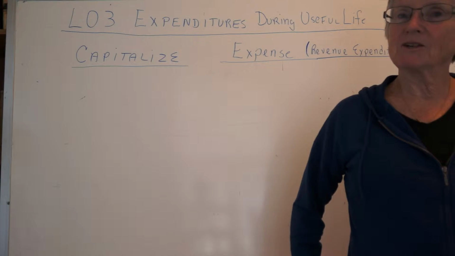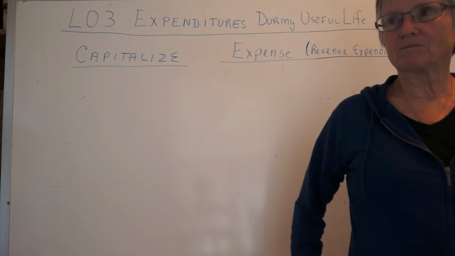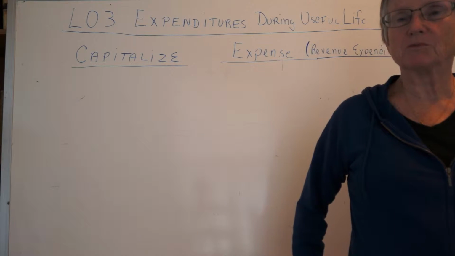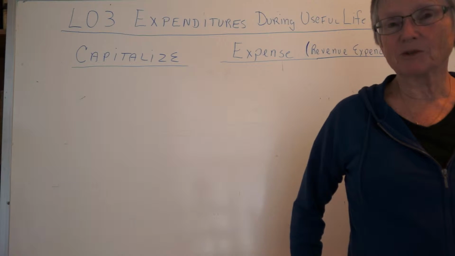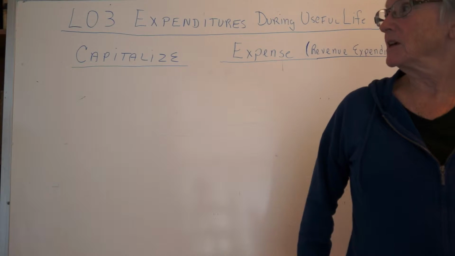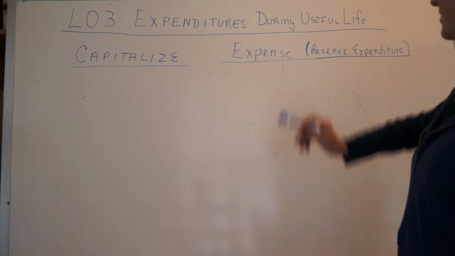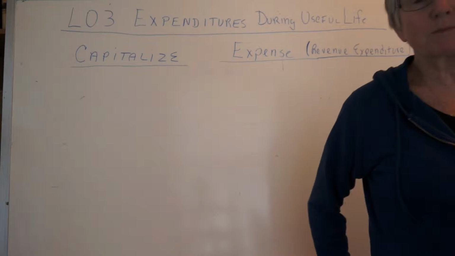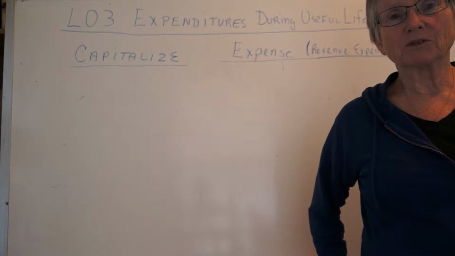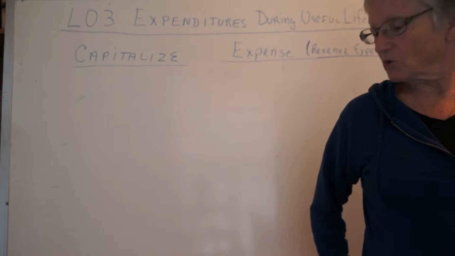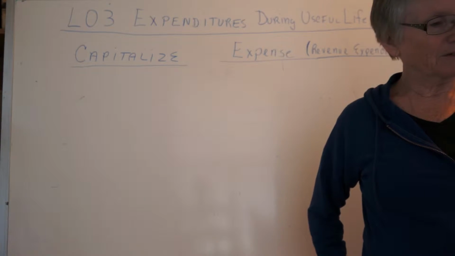If we capitalize them, they will be added on to that asset, and we'll recompute the depreciation expense that will be taken. So they would come on the books as an asset. If they are expensed, we would call that a revenue expenditure. They just get expensed in the current period on the income statement. So how do we make that distinction?